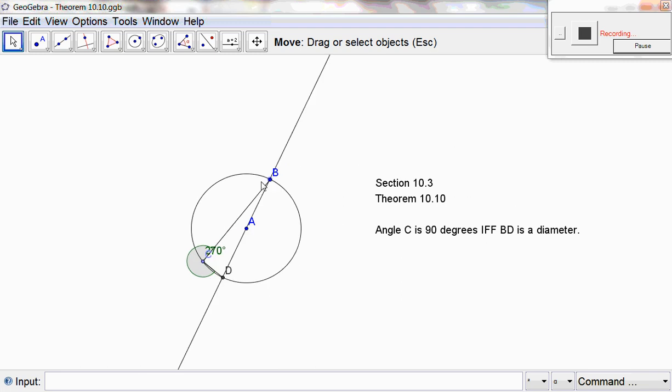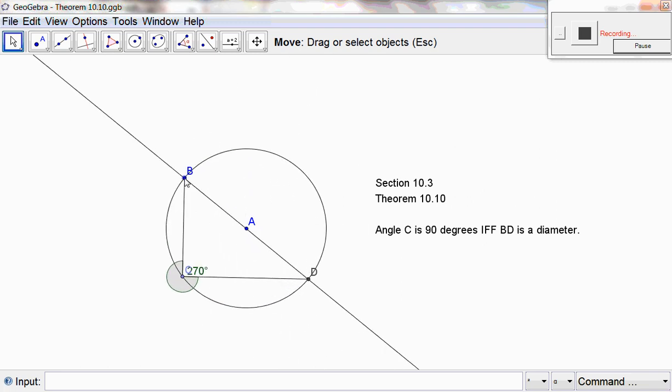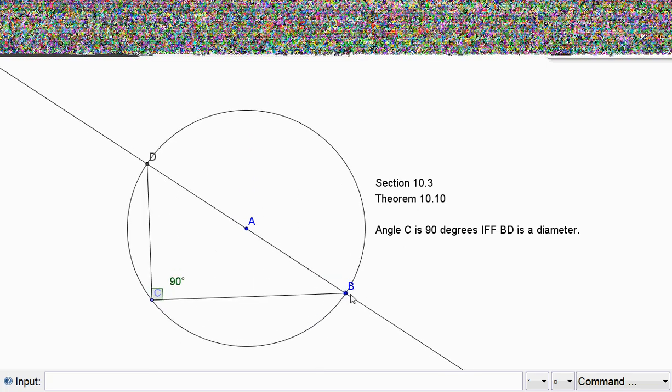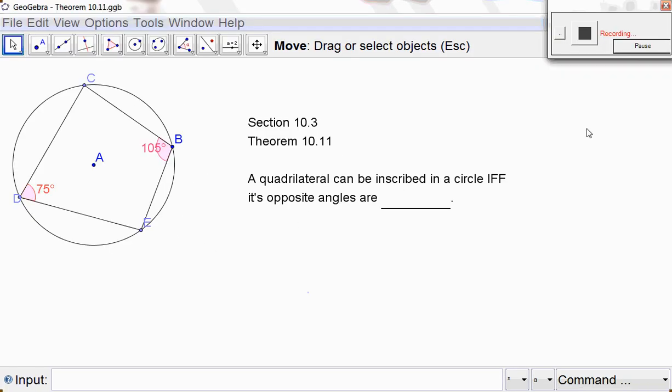Move it to where B is over where D is. Look, theorem 10.11. Okay, here's what it says. It's a fill in the blank. I'm going to let you see if you can guess it, okay?